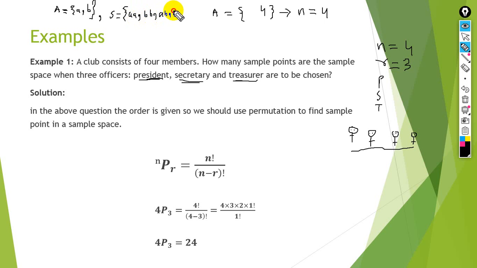So the total number of sample points we have is 4. Look at this.